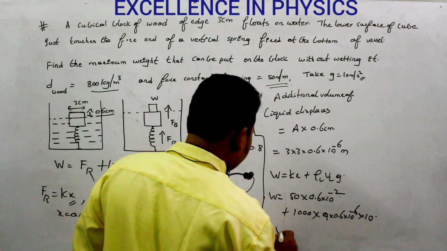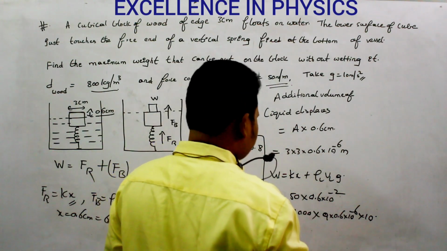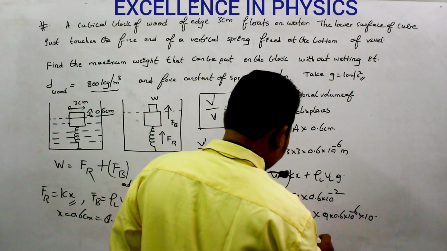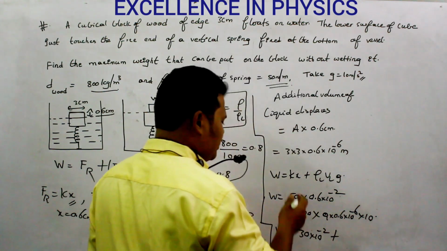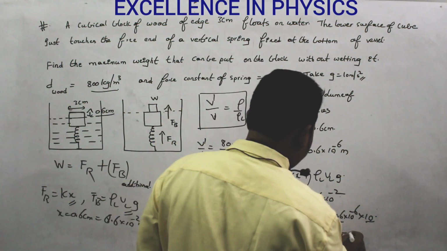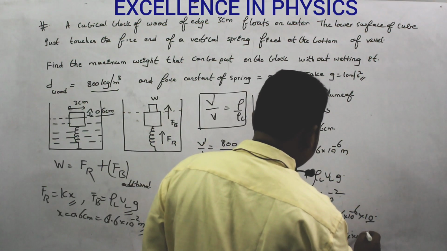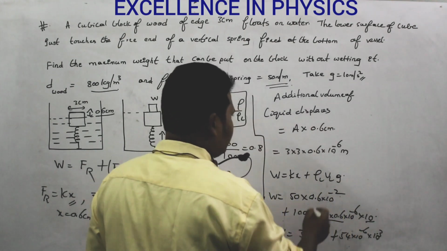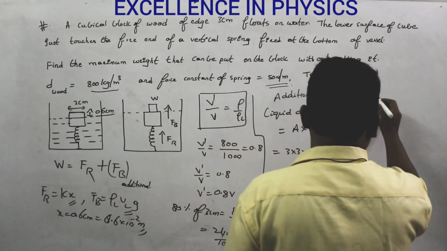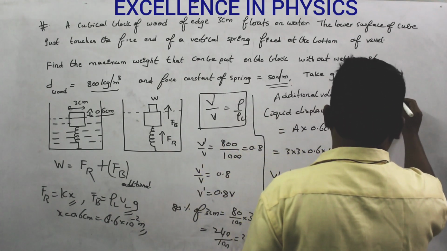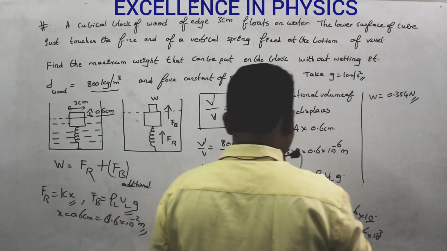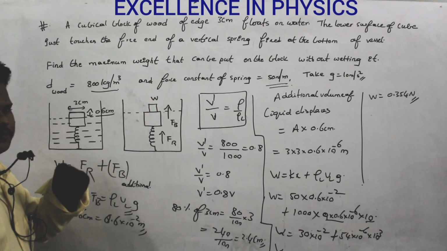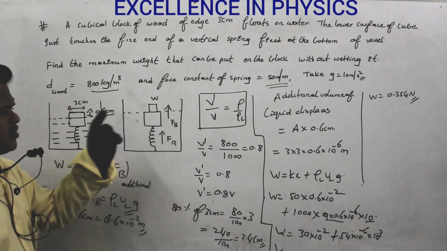So W is equal to, 5 6s are 30, so 30 into 10 power minus 2, plus 54 into 10 power minus 6 into 10 cube. Now we will do the calculation. If I do this calculation, W is equal to 0.354 Newton. So this is the additional weight which I can place on this block so that this block doesn't touch the water surface.